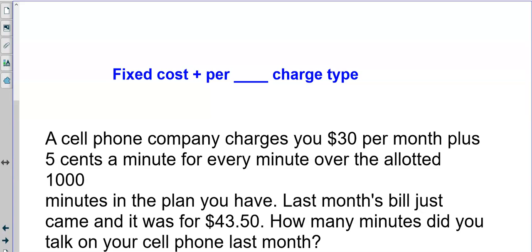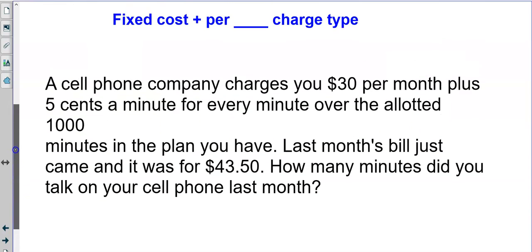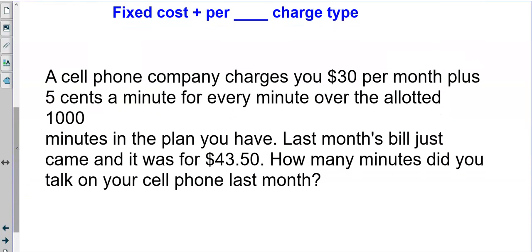So this is a question about cell phone plans, which used to be set up a lot different than they are now. This one charged you $30 per month plus 5 cents per minute every minute over the allotted 1,000 minutes. So what that means is the fixed cost is $30, right? It's every month, no matter what. Even if you don't use the phone, it costs $30, right? And you can talk up to 1,000 minutes, but once you get past 1,000 minutes, every minute over that is 5 cents a minute. So per minute charge, 5 cents a minute would be like 0.05, maybe something like that.